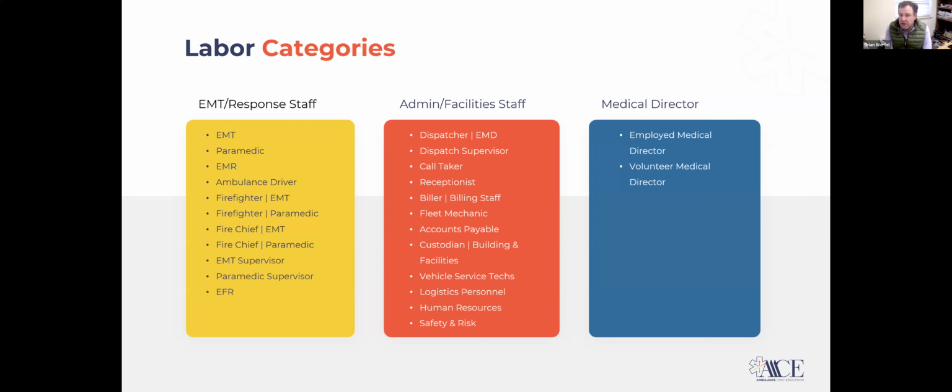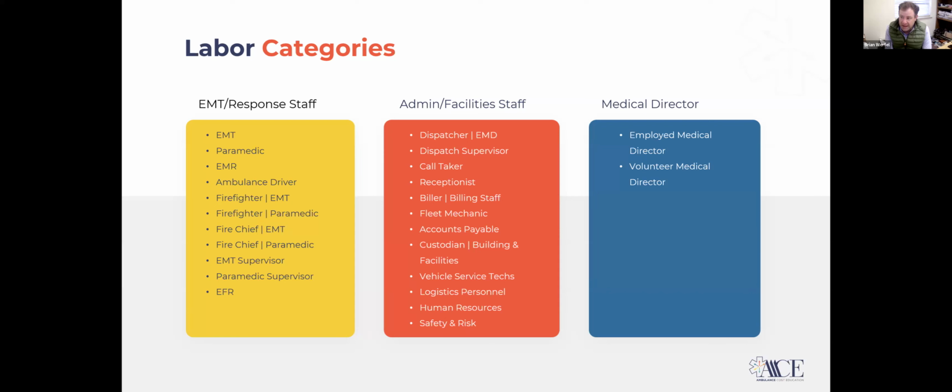The admin facility one are those individuals which have, by definition, no EMT or response duties. So if a dispatcher never gets on an ambulance, they would be part of the administration facility section, right? Your billing staff, your fleet manager, right? The custodian in the building, etc. HR director, things like that. But again, if your HR director also happens to be an EMT, and once that year they got on the truck and treated a patient, then they go into the EMT staff.